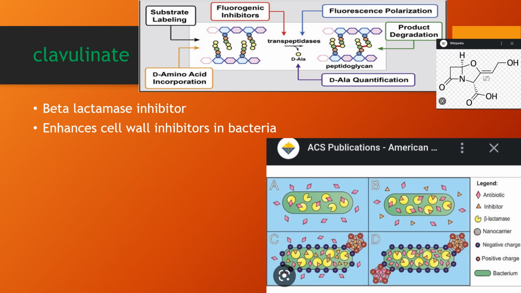Clavulanate inhibits beta lactamase. So, what is this beta lactamase? It is an enzyme specific to bacteria. This bacteria produces beta lactamase, which destroys the antibiotic given against it. When the beta lactamase enzyme is inhibited by clavulanate, which is a beta lactamase inhibitor, the beta lactam drug, which is the penicillin or cephalosporin or amoxicillin, works better. It works again because there is no beta lactamase to destroy the drug.